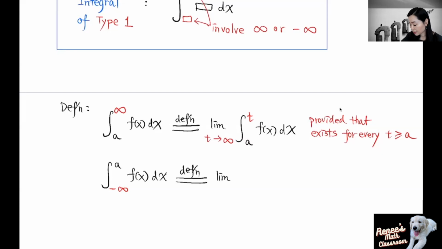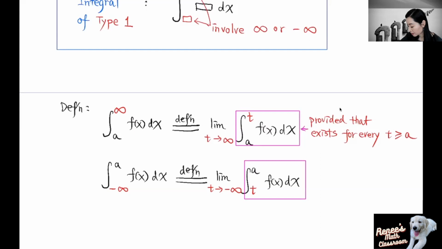You can define that as the limit of this proper integral, where we replace this negative infinity by t, and let t go to negative infinity, providing this proper integral exists for every t less than or equal to a. So the t here is less than or equal to this a. Now, we're going to define those improper integrals this way.